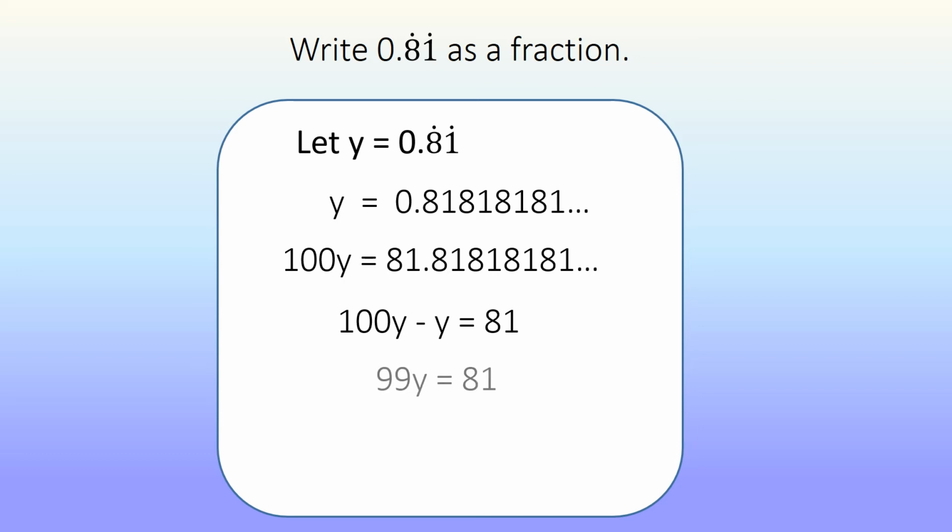So collecting up our like terms, we've got 99y is 81. And rearranging, that means y is 81 over 99, which we can simplify down to 9 over 11.